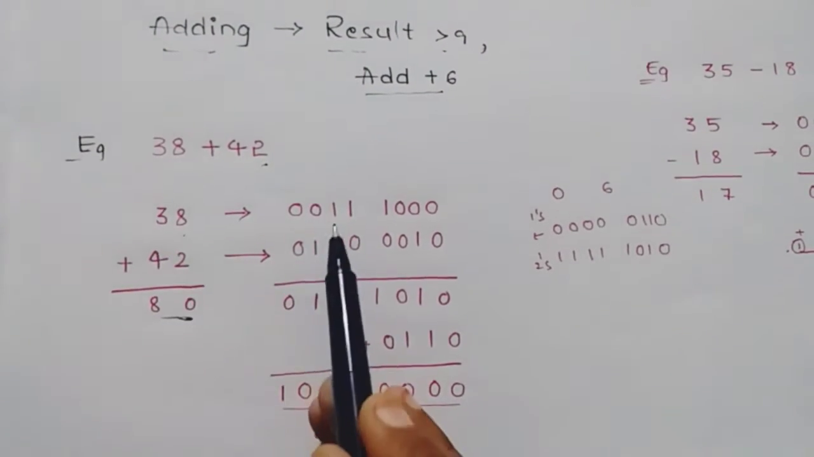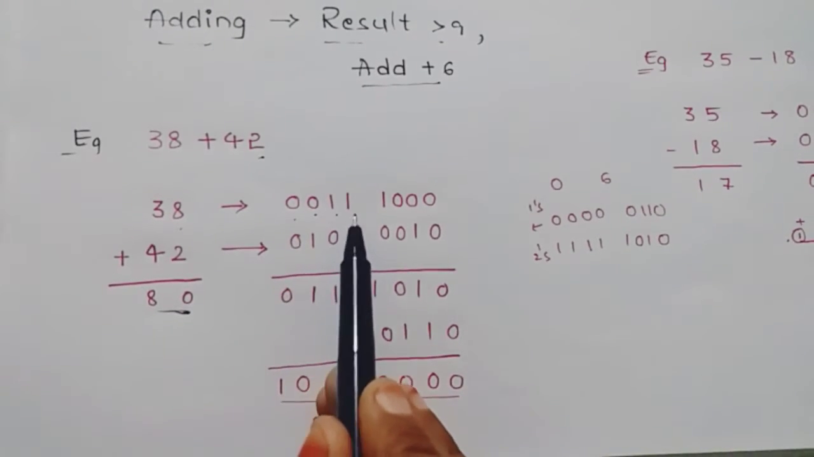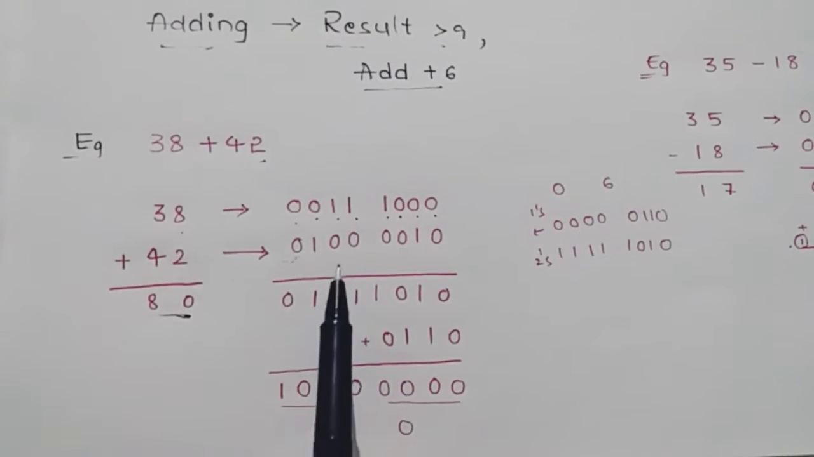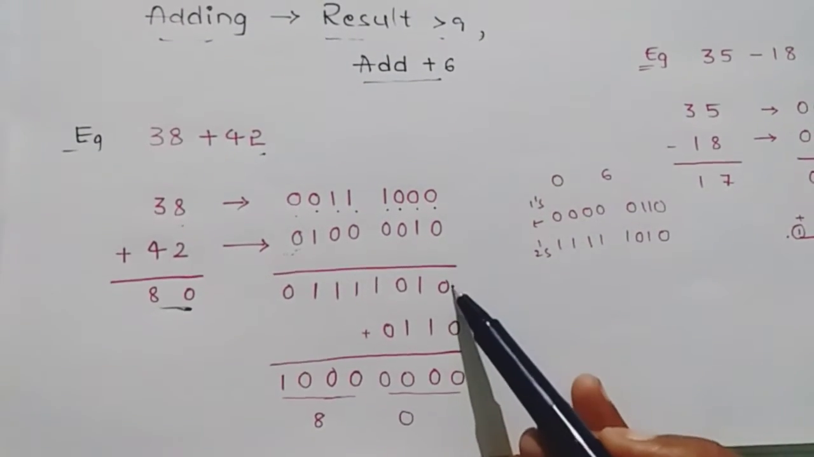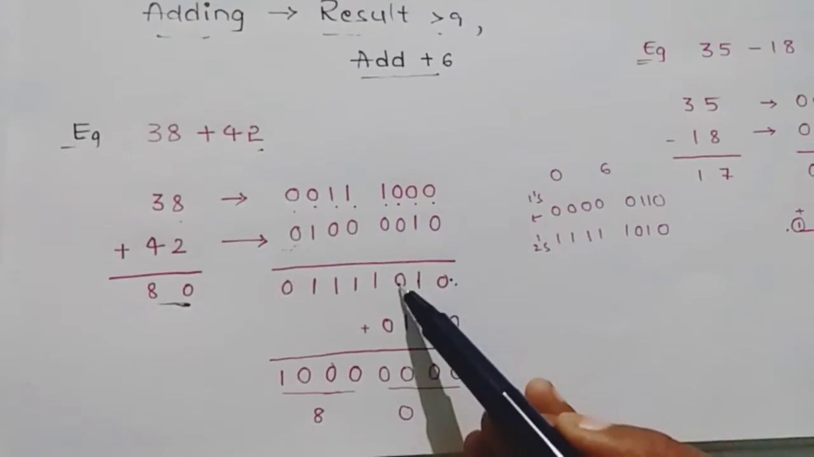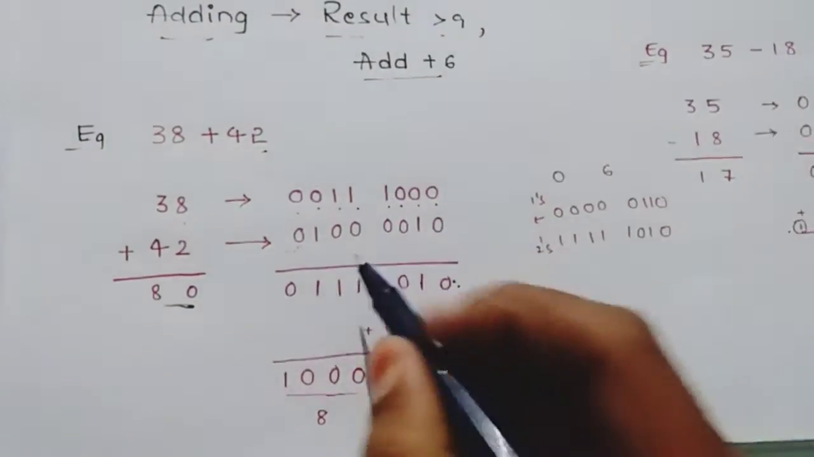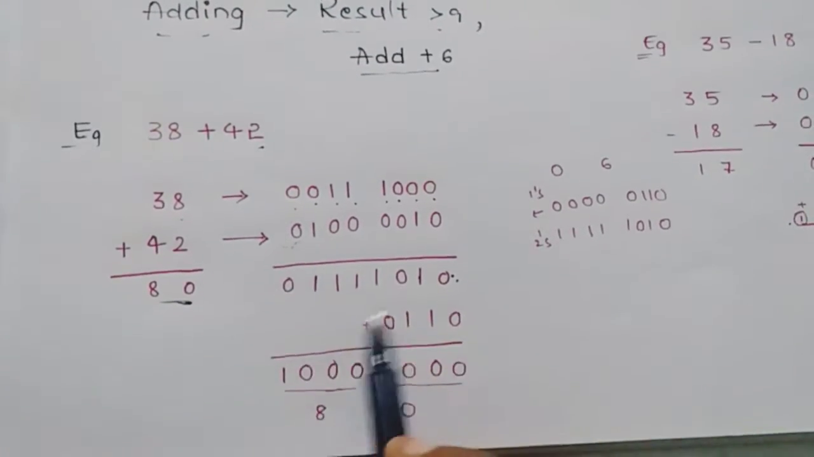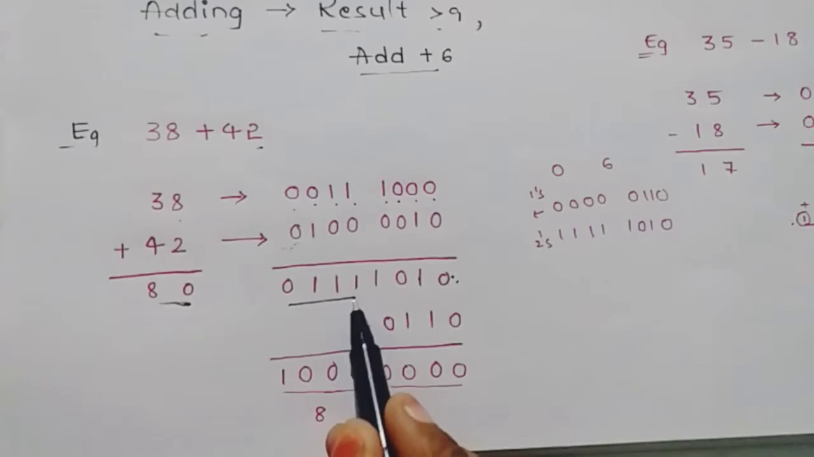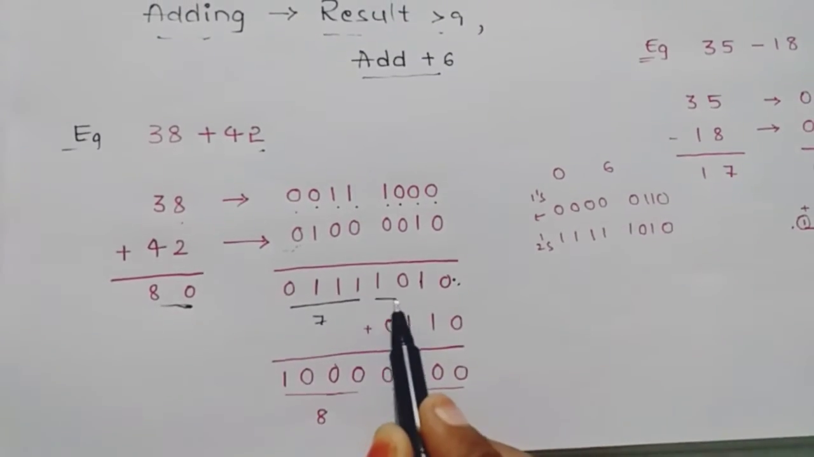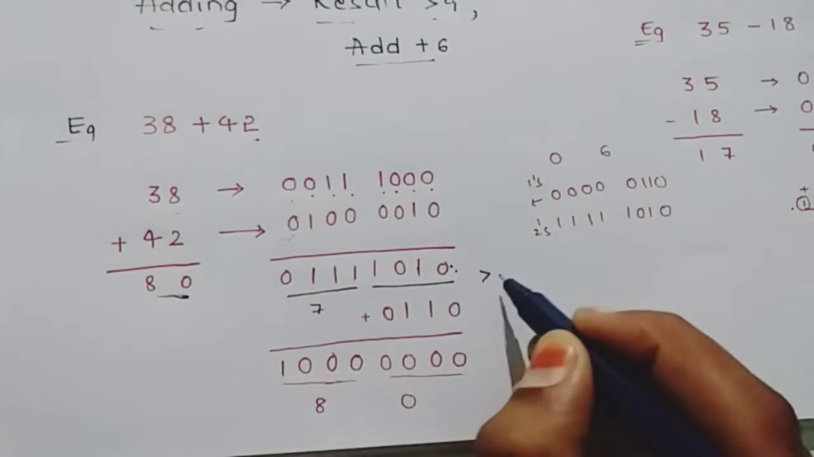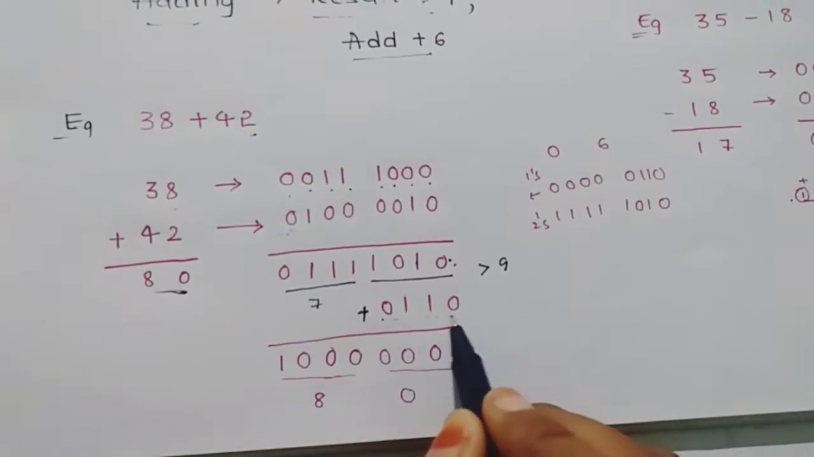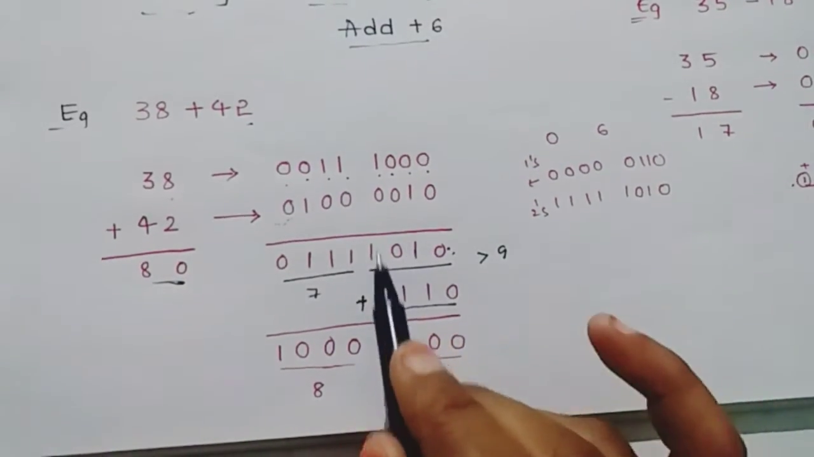This 38 is converted into binary, so 0011 1000, and this 42 is also converted into binary, and we add them all. Here we have 1110. This is 7 and this is 10, so it is greater than 9, so we add plus 6. This is 6 in binary, so we add plus 6 to this.